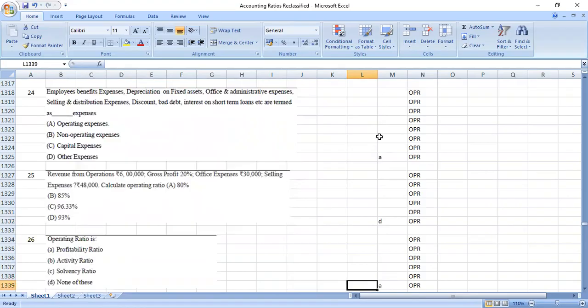Employee benefit expenses, depreciation on fixed assets, office and administrative expense, selling and distribution expense, discount, bad debt, interest, termed as operating expenses, my dear children.